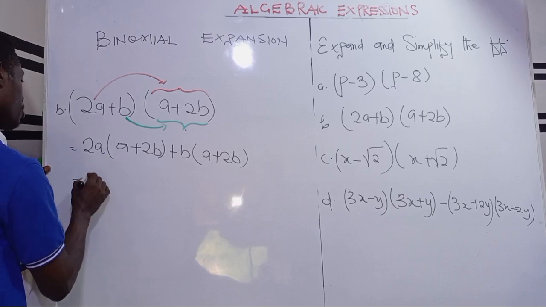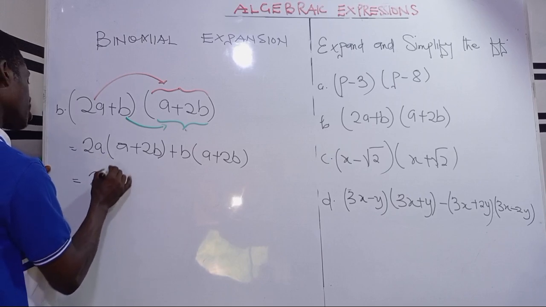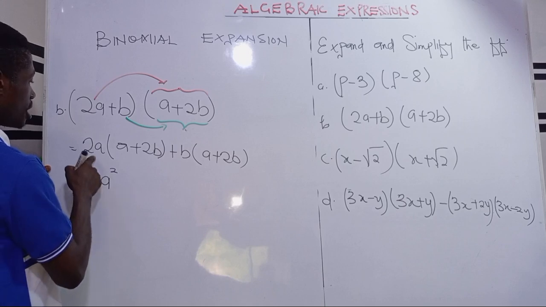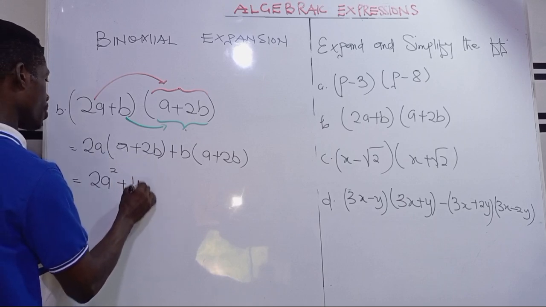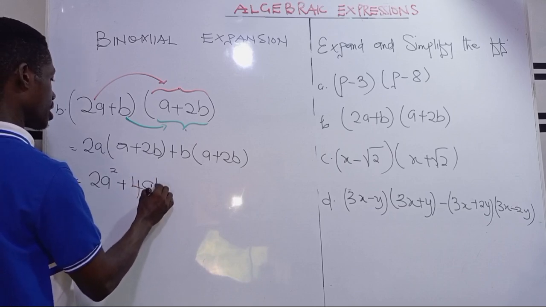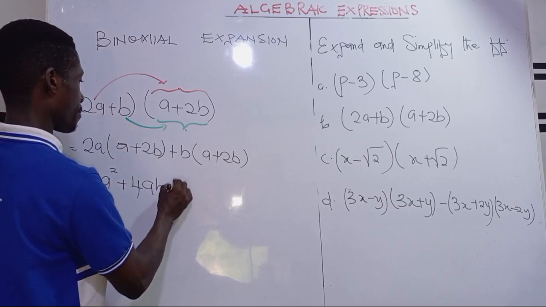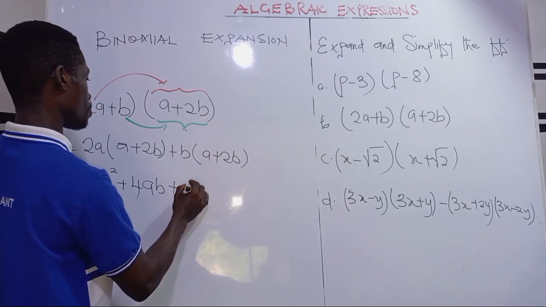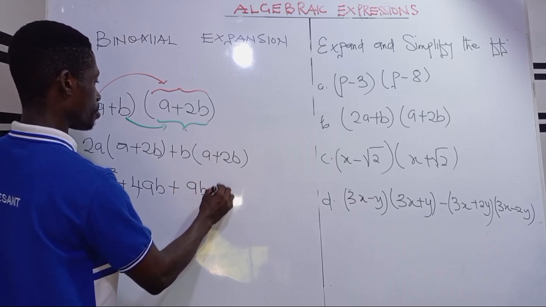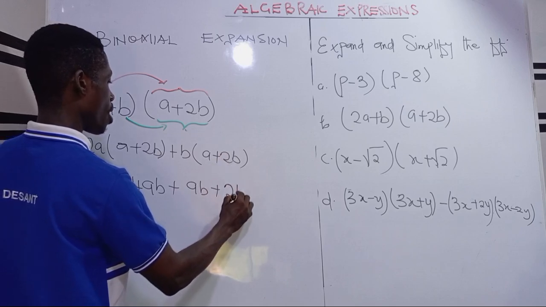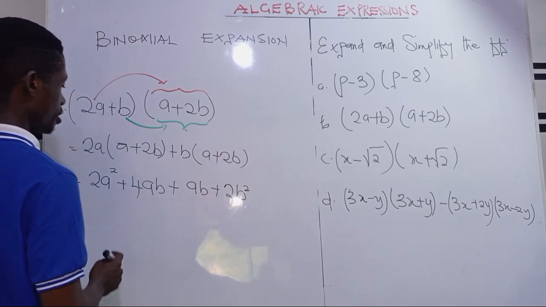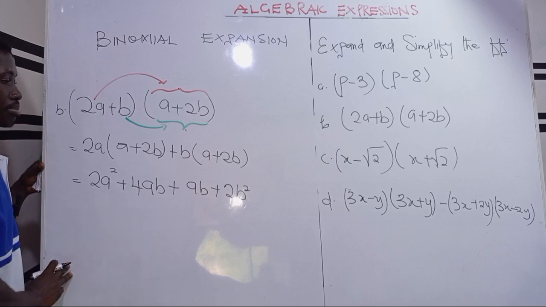2a times a will give us what? 2a squared, indices. Then 2a times 2b will give us what? 2 times 2 will give us 4, and then we have what? ab. b times a will give us what? ab. Plus b times 2b will give us 2b squared. So we group like terms and then we simplify.